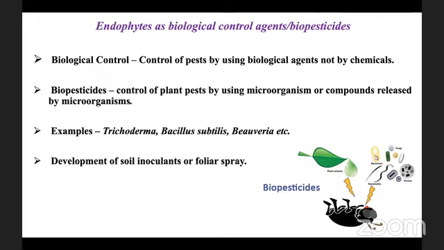So all these particular chemicals originate from biological ways or living things. So we name it a biopesticide. So controlling the pest by any biological agents, not by chemicals, is mostly called biological control. Biopesticides mean control of a plant pest by using any microorganism or compound secreted by a microorganism. Already used biocontrol agents are Trichoderma, Bacillus subtilis, Beauveria.